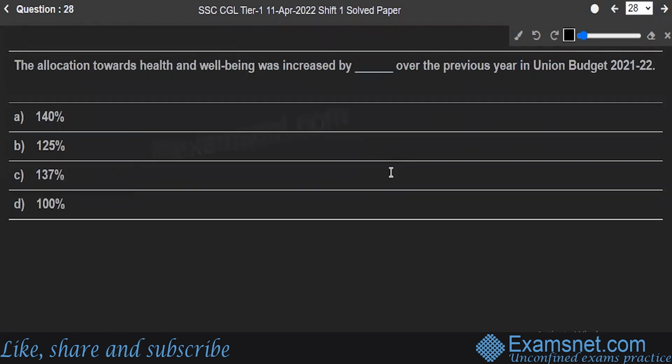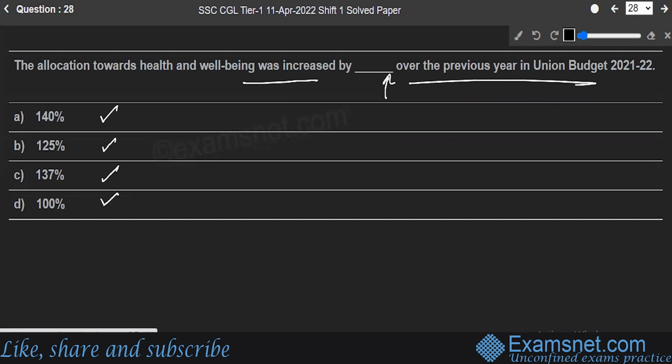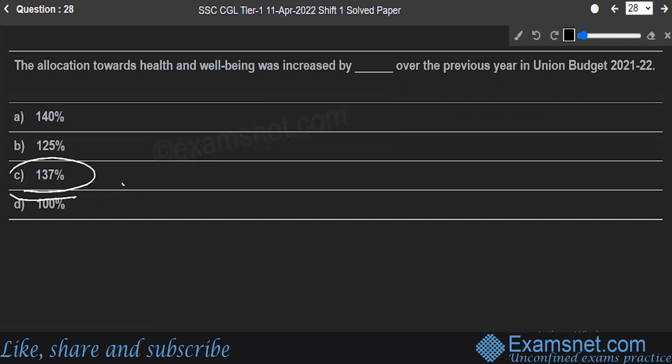The allocation towards health and well-being was increased by dash over the previous year in the Union Budget 2021 to 2022. Is it 140% or 125% or 137% or 100%? The allocation towards health and well-being was increased by 137%, option C, over the previous year in the Union Budget 2021 to 2022.